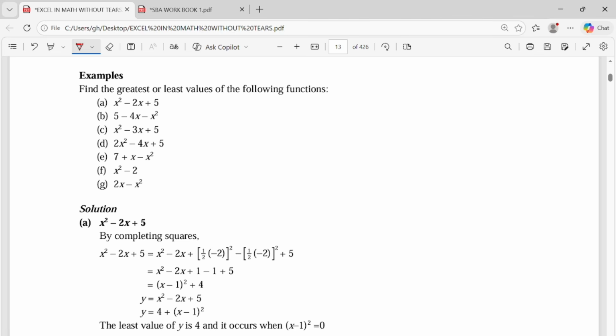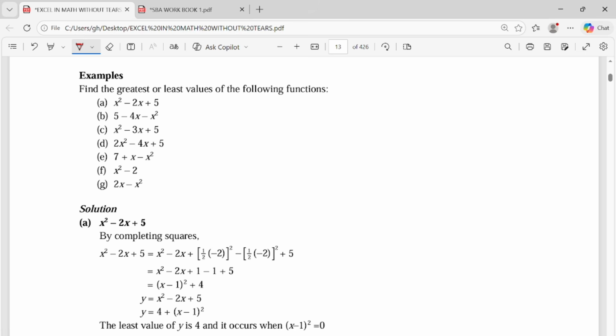We are given the question: find the greatest or least values of the following functions. We're given these quadratic equations, arranged in different formats, but because the highest power is a square, we shall consider them quadratic equations. We are told to find greatest or least. We do not know which answer we shall get, either greatest or least. So how do we get the greatest or least values? Using the completing square method. It is very simple.